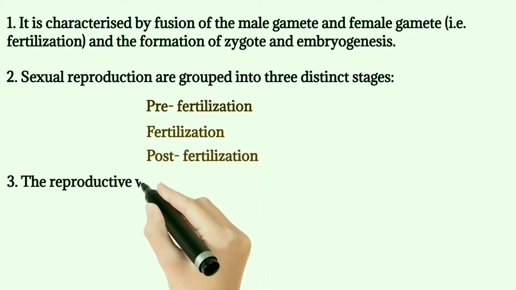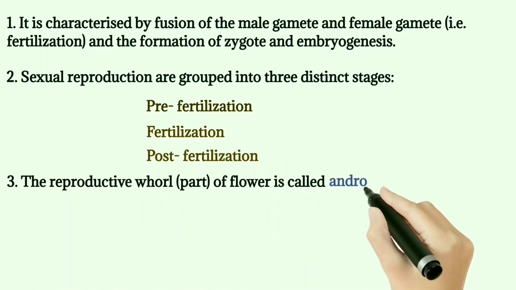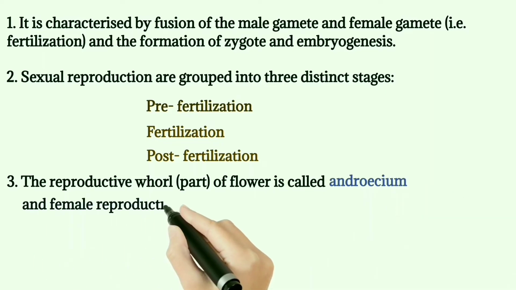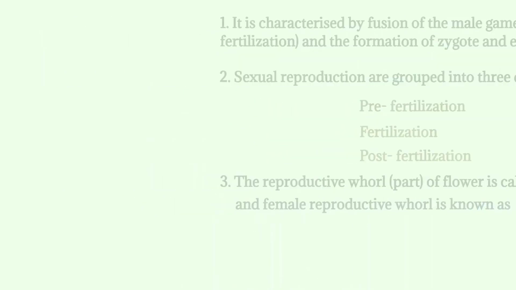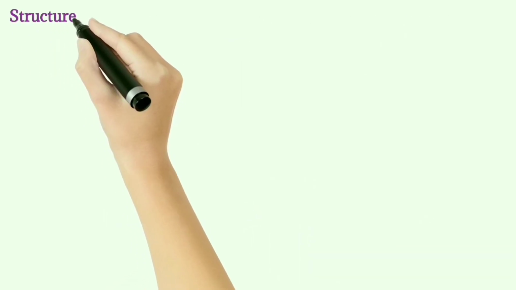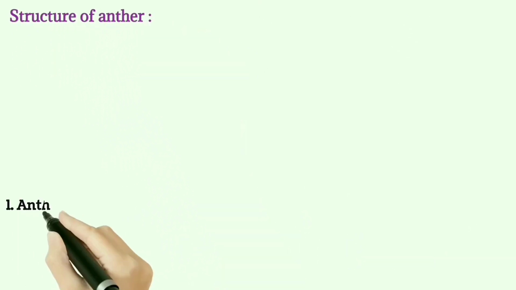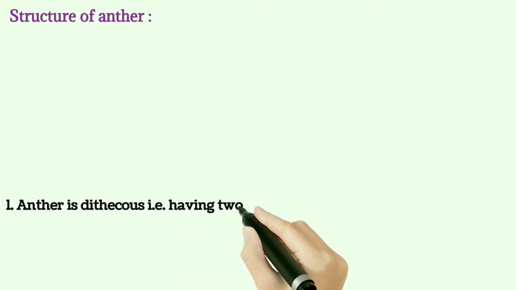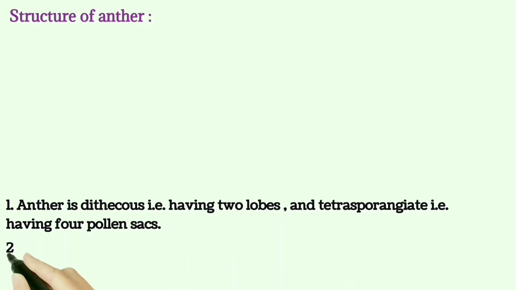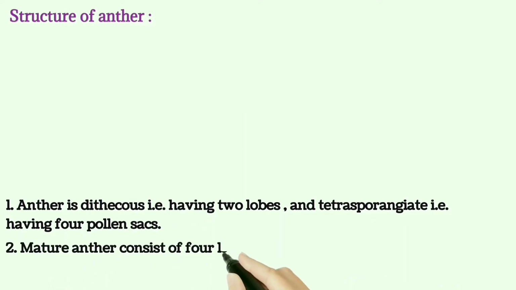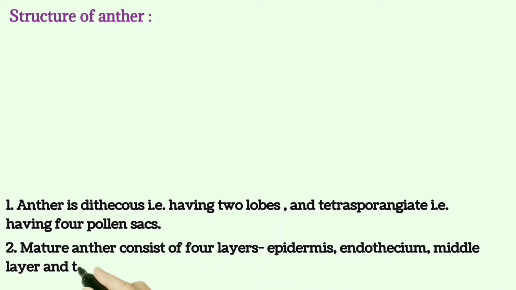In plants, reproduction is carried out in the flower. The male reproductive whorl of the flower is called androecium and the female reproductive whorl is called gynoecium. Now we discuss the structure of the anther. It is a part of the androecium. It is dithecous, that is, having two lobes, and tetrasporangiate, that is, having four pollen sacs. A mature anther consists of four layers, namely epidermis, endothecium, middle layer and tapetum.